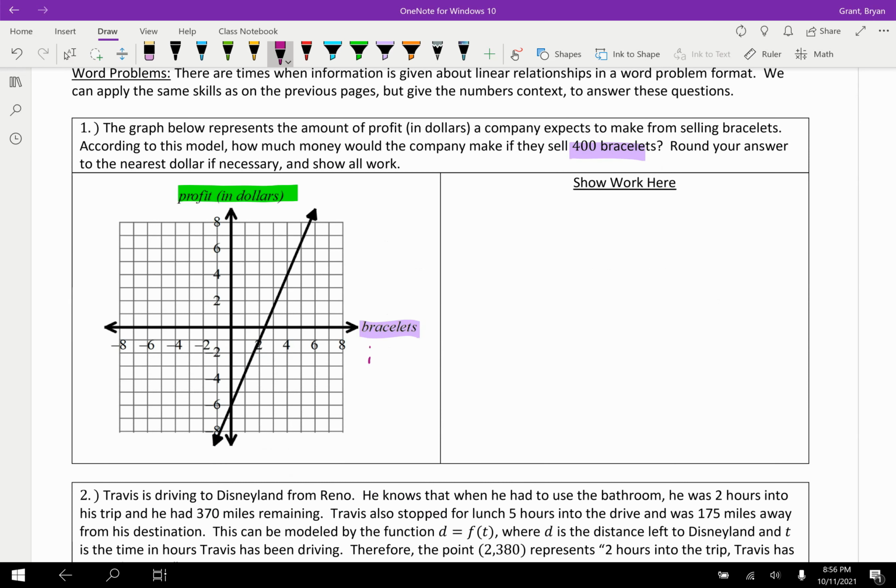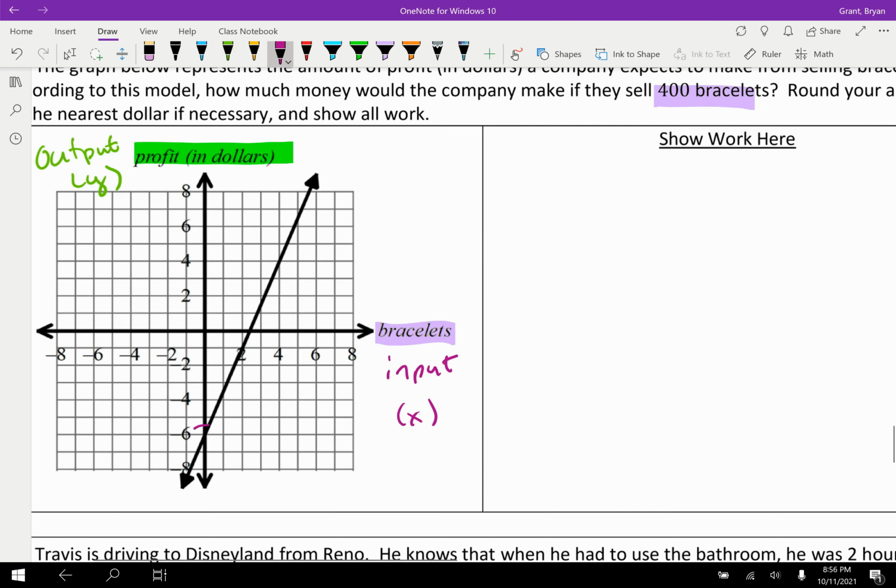However, bracelets is the input, and we usually use x as the input, don't we? And profit in dollars is the output. That's on the y-axis. So how about we just create an equation for this graph, and then use the equation's input and output to solve this? Well, if you wanted, you could do HK form. However, looking at this graph, I think it has a pretty nice y-intercept, doesn't it? So let's go ahead and just use mx plus b. M times x plus b.